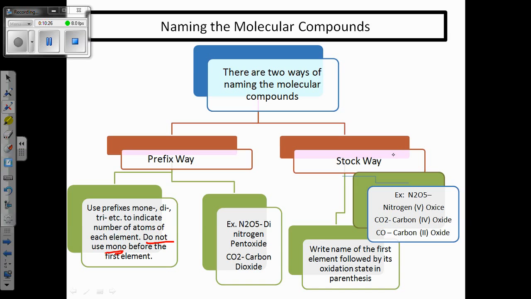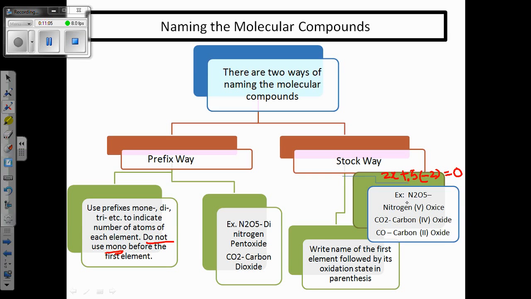The other way of naming molecular compounds is using the Stock way, where the oxidation state of the first element is calculated and written as a Roman numeral within parentheses after the name of the first element. For example, N2O5. Now, to get the oxidation number of nitrogen, you know oxygen forms -2. Its oxidation number is -2. Multiply by 5, and 2 times X plus 5 times -2 is equal to 0. You know the overall charge on N2O5 is 0. So the oxidation state of nitrogen in N2O5 is 5.